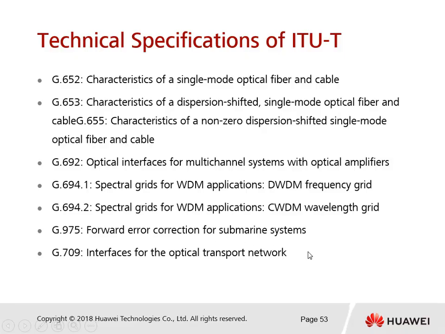That's FEC, forward error correction. How do we use it? And the last very important one is G.709. That's the interface for the optical transport network. That is the OTN protocol. It's a layer 2 protocol. You know, WDM technology is a layer 1 technology. It's working in the physical layer.